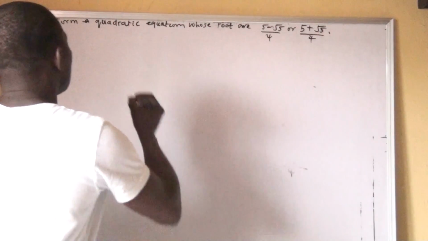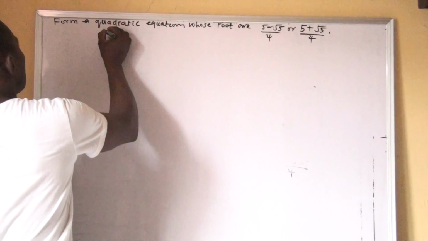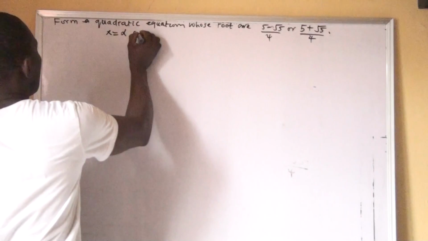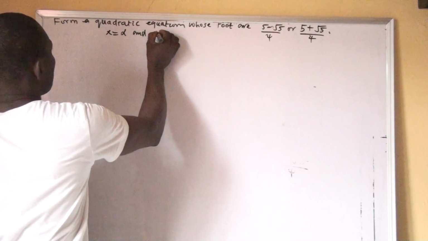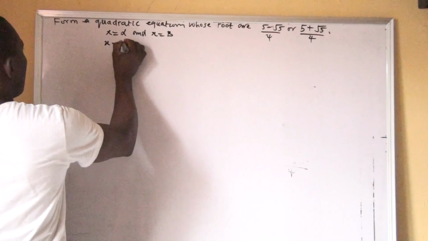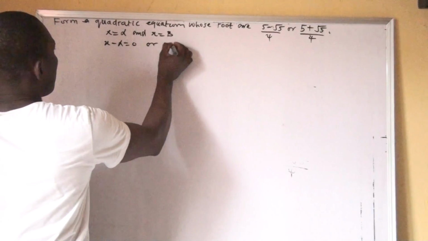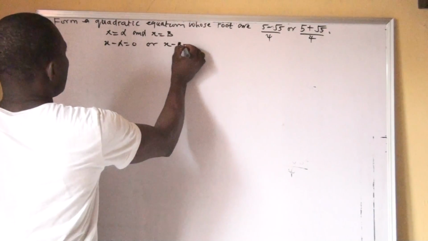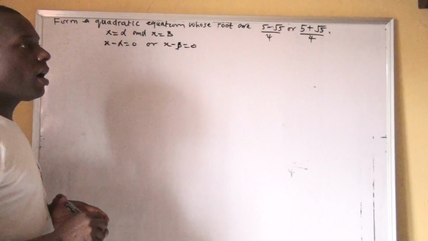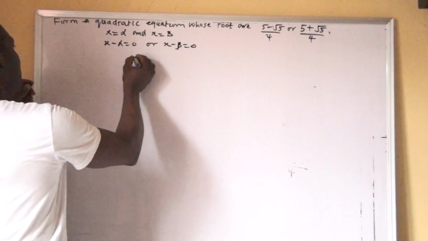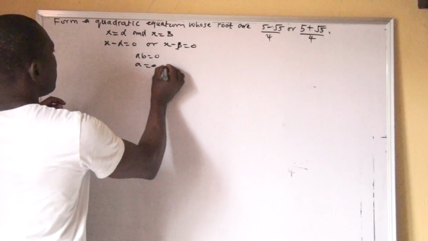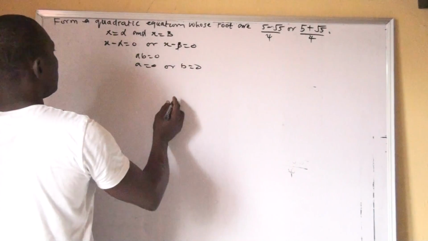Now, in the quadratic equation, if we say x equals alpha, one of the roots, and the other root is x equals beta, we can say x minus alpha equals 0, or x minus beta equals 0. And we know that a quadratic equation is of the form where a times b equals 0. We can say either a equals 0 or b equals 0.